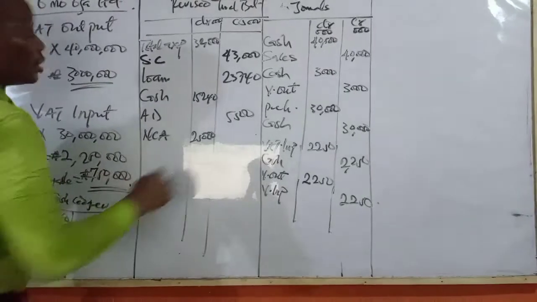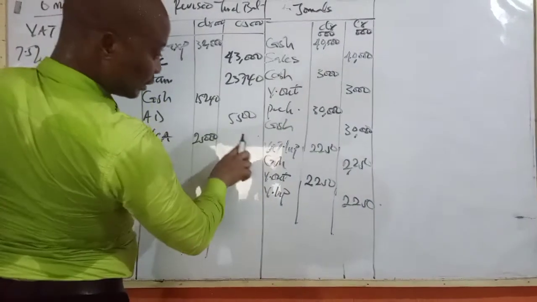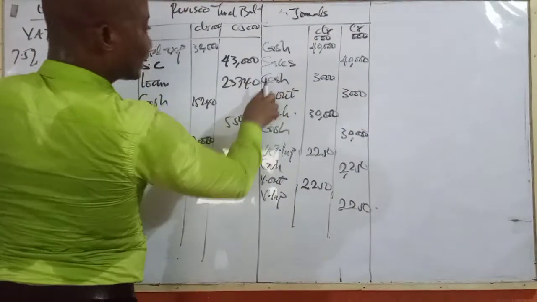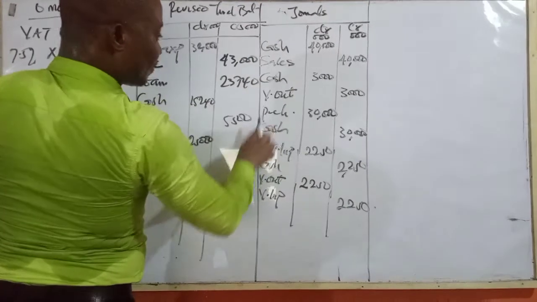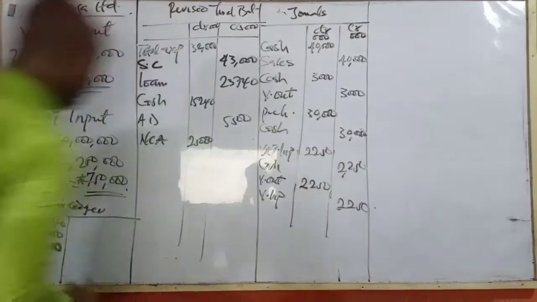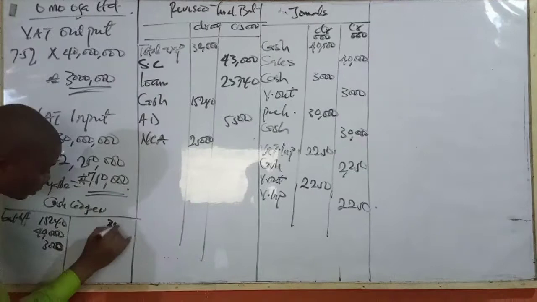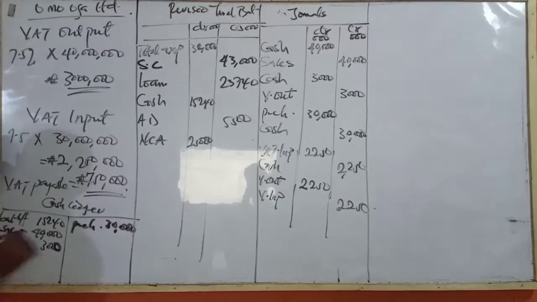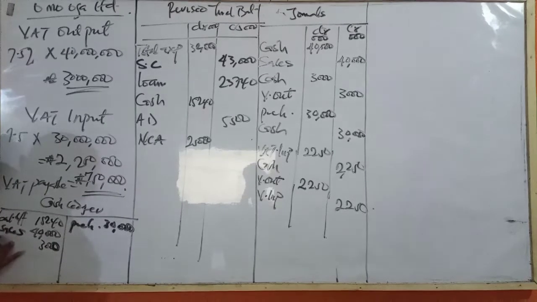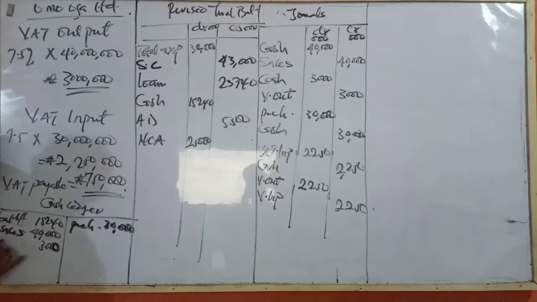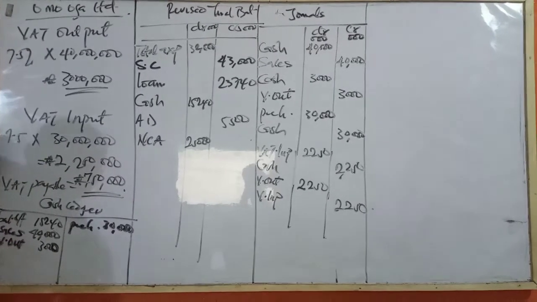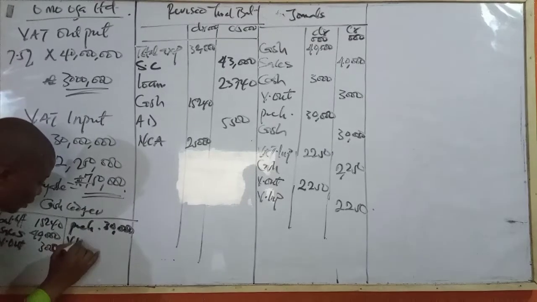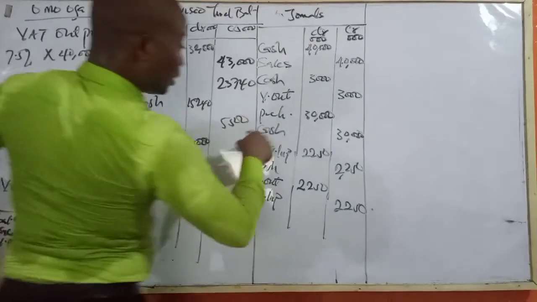So the next one now is credit cash. So we have credit cash here to be how much? 30,000, because this is purchases. This is sales, right? And this is VAT output. So we have purchases, we have VAT input. VAT input here, where is it?